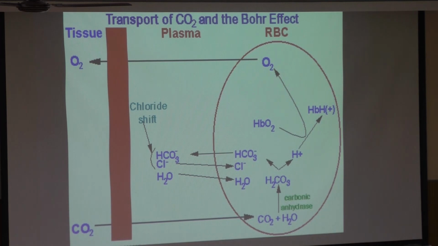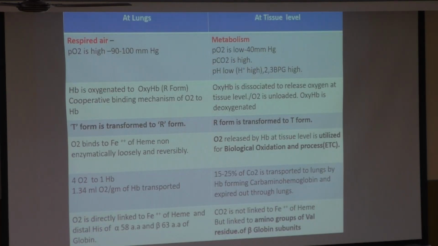Now bicarbonate is there. The bicarbonate will be released into the circulation. In exchange, chloride will be taken in, and that is called the chloride shift. So this is the chloride shift, which is important. And this is how oxygenation and deoxygenation takes place. So this is happening in the lungs and this is happening in the tissue.